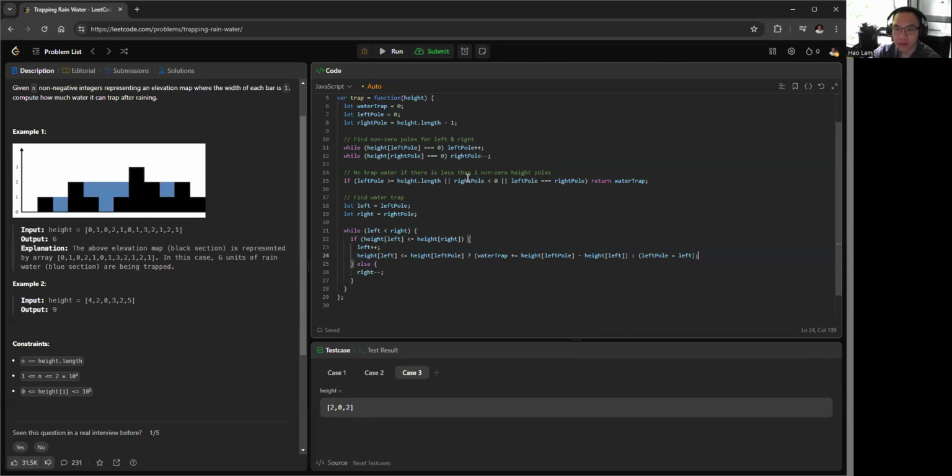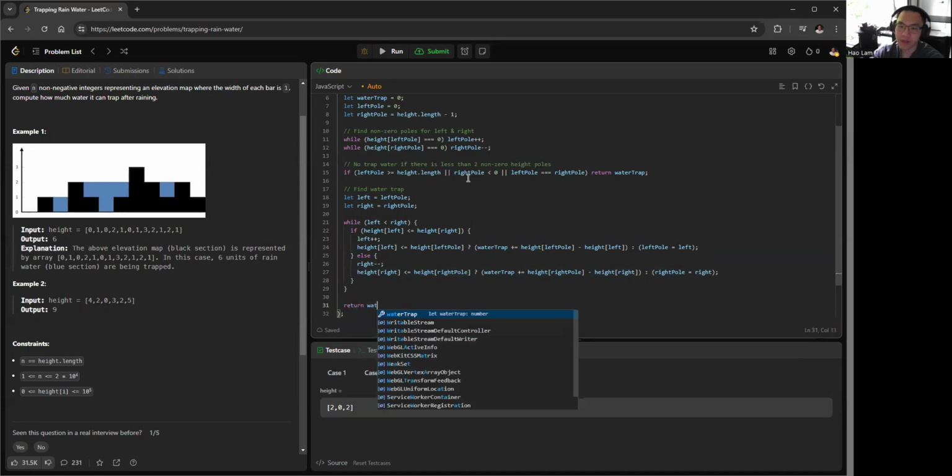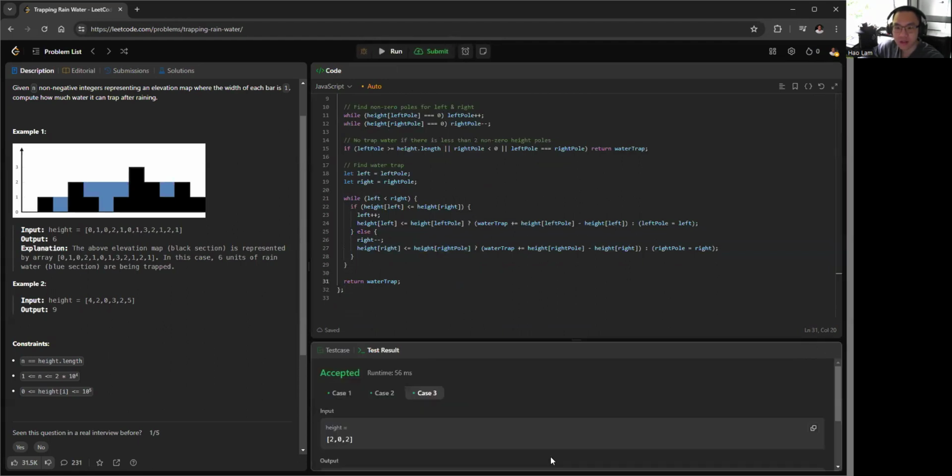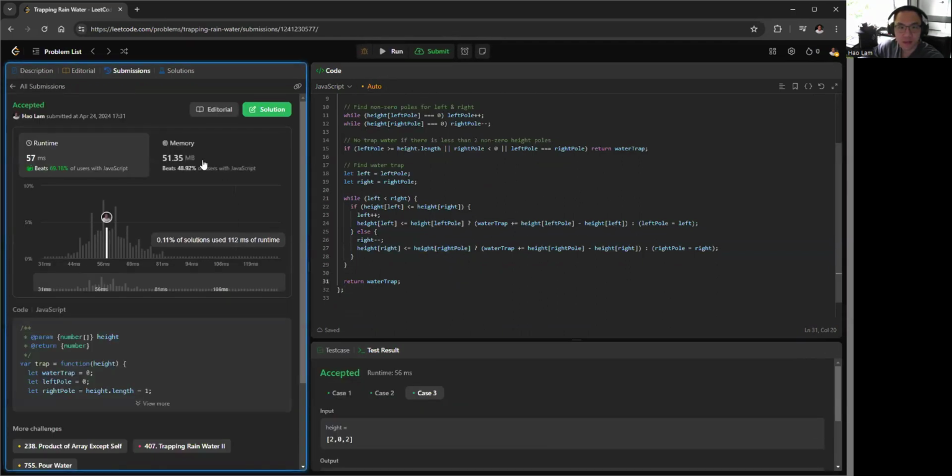Okay. We do the same thing here for the right. If the height at the right is less than or equal to the height at the right pole, there's trapped water. So we add it to our water trap variable, and the water trap will just be the difference in the height. And if it is greater, then we reset the right pole. And we can return the water trap again. Okay. And that was it. Let's give it a try. Okay. And thank you for watching.